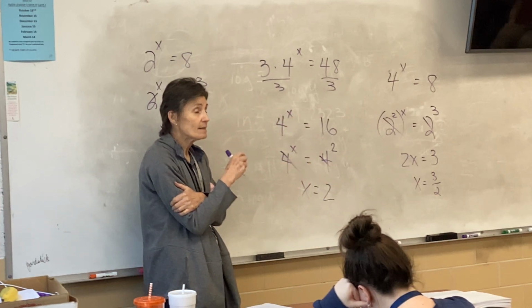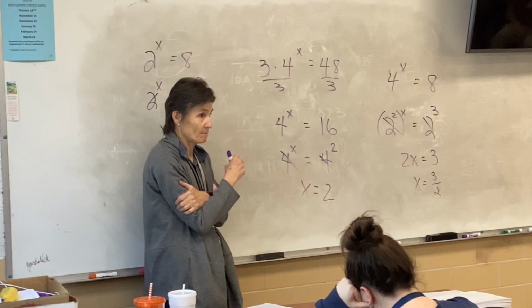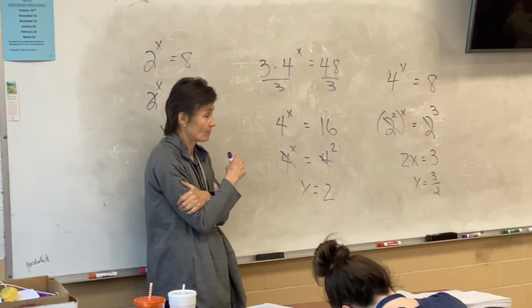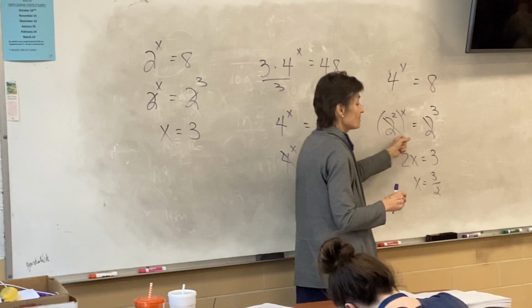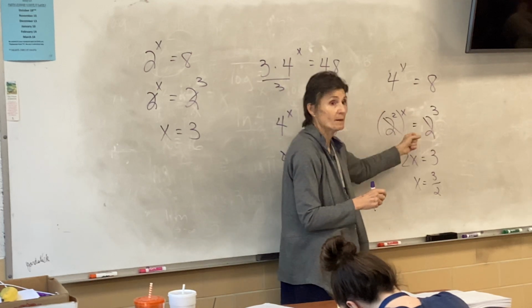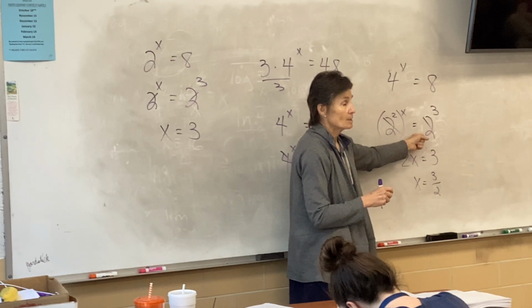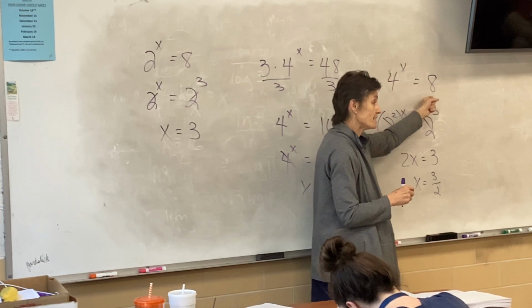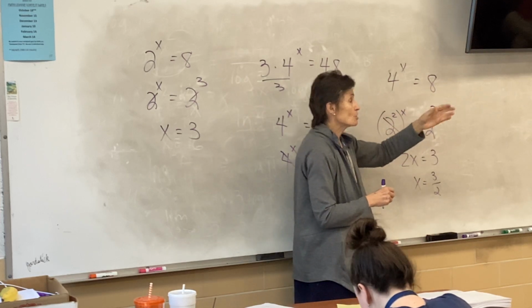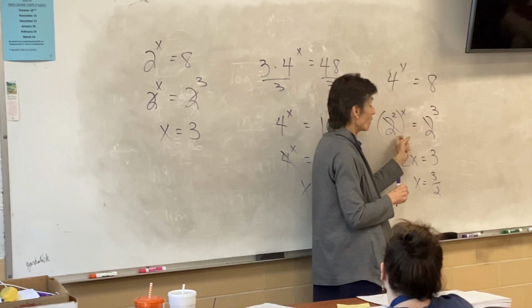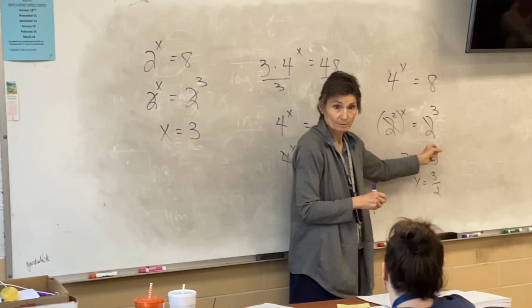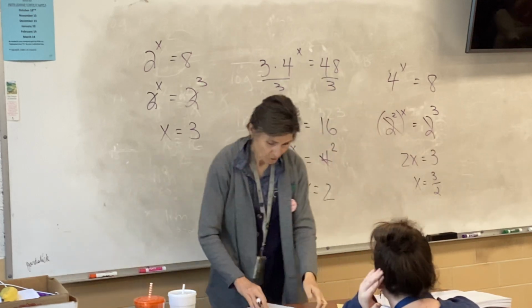The key to doing these problems without a calculator is to make the bases the same number. So we have a 4 and an 8, can't do it, so we change them both into powers of 2. And then we can do it.